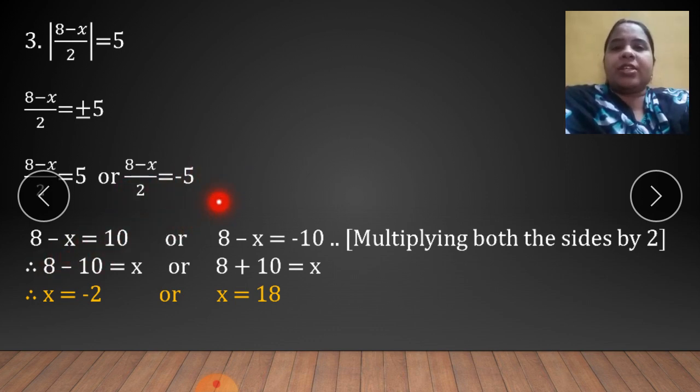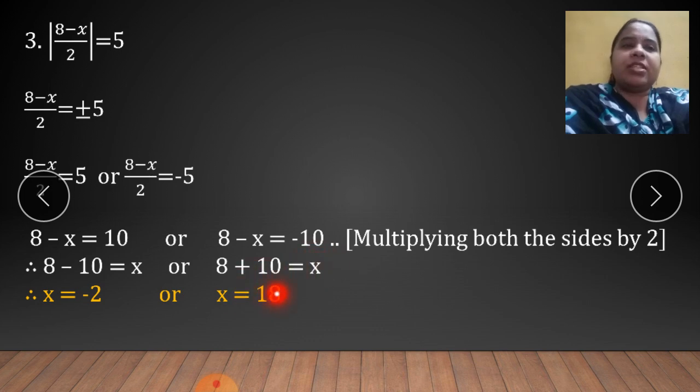8 minus x is equal to 5 2s are 10. 8 minus x is equal to 2 into minus 5, that is minus 10. Once it will be minus 10 and once it will be 10. Now again two simple equations. Solve it. 10 can be shifted this side, it will become minus 10. Minus x this side, it will become x. Same thing here. So 8 minus 10 is equal to x, or 8 plus 10 is equal to x. 8 minus 10 is minus 2 and 8 plus 10 is 18.